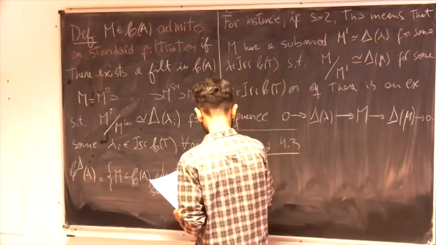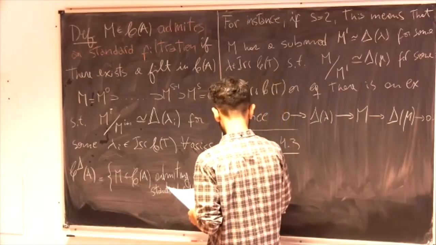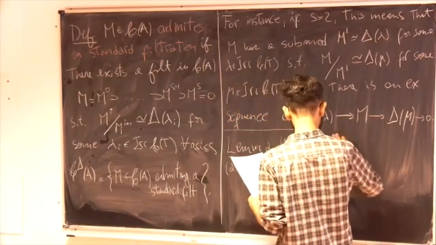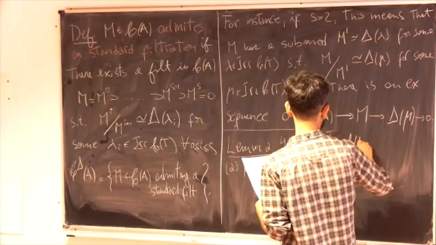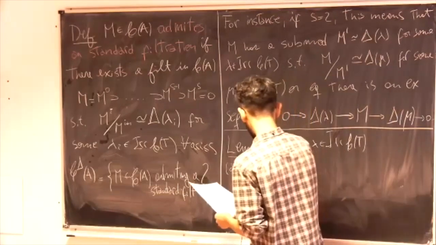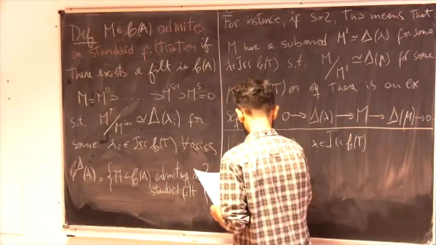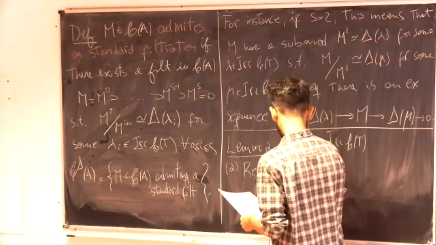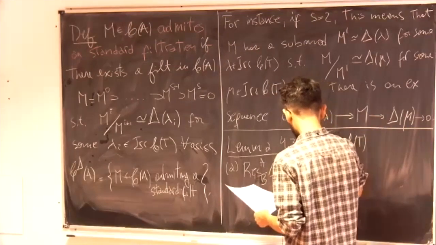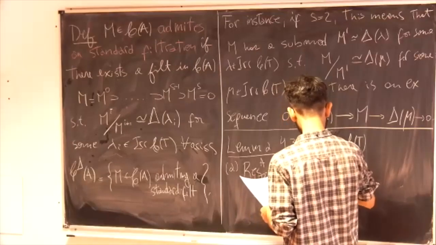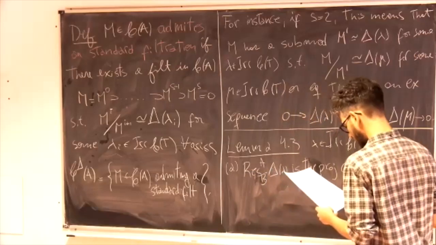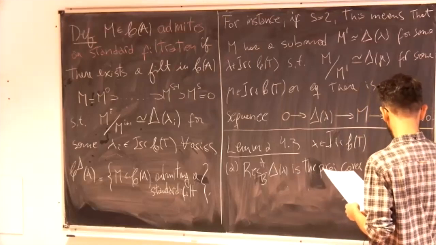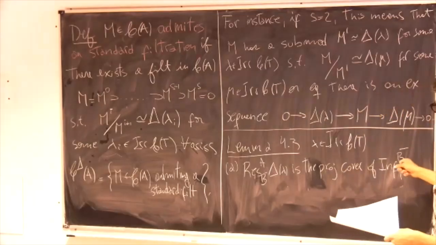It says that we consider the standard module of lambda. So let lambda be a simple module as a B minus module. When we consider the restriction, this is projective, the projective cover of the inflation. So all this is in the category of B minus modules.